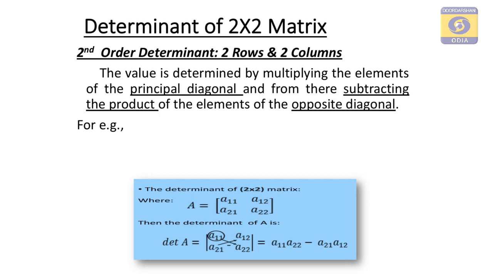So here in a matrix of order 2, how do we find the determinant? We multiply the principal diagonal elements first. The diagonal elements are the principal diagonal elements, right? So A11 is to be multiplied with A22, and subtracting therefrom the opposite diagonal elements. You can see in the diagram it is very well represented.